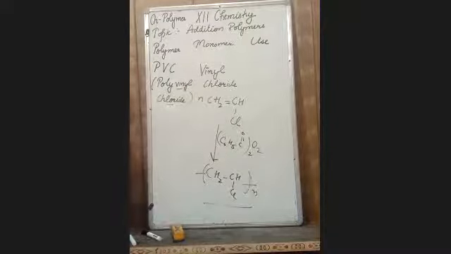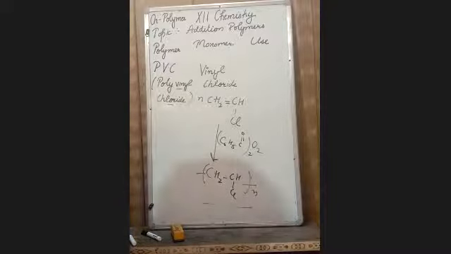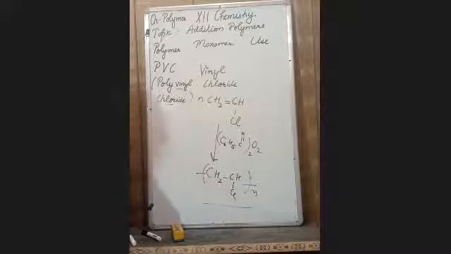In the paper, you will see the question: write the monomer of polyvinyl chloride, give its structure, and write its one use. This kind of question will come in board exams. It is used in water pipes, raincoats, floor covering, and if you see this brown color sheet, it is also PVC. After this blackboard, this brown color sheet is PVC.